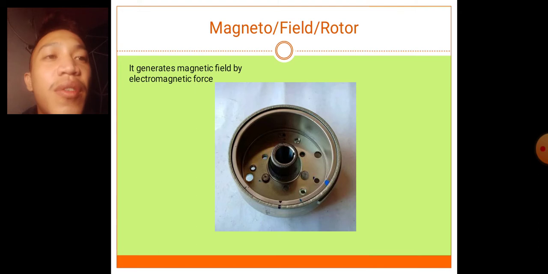The next one is the rotor or the magneto. This is the one rotating, that is going to generate magnetic field through electromagnetic force.